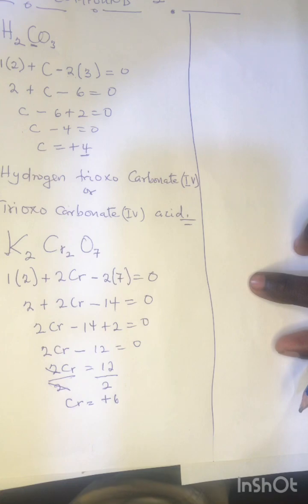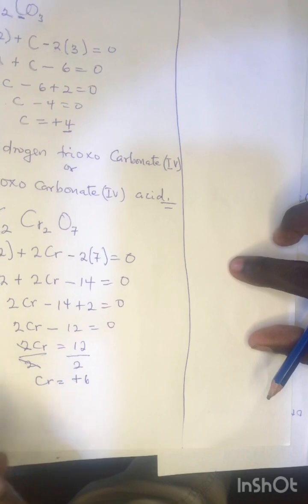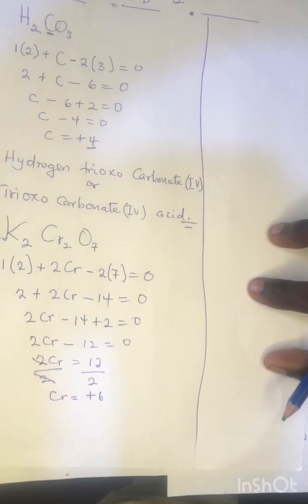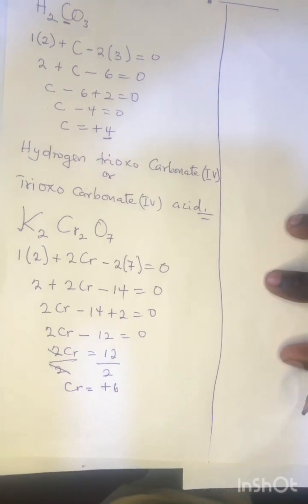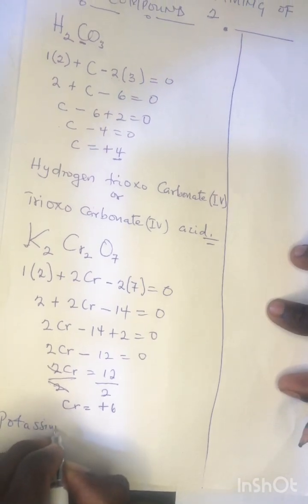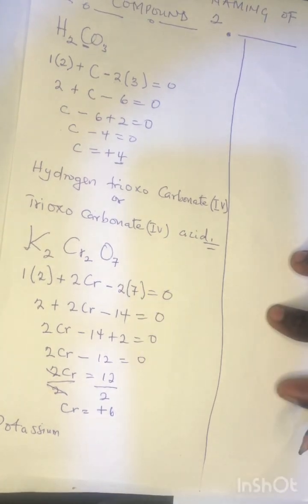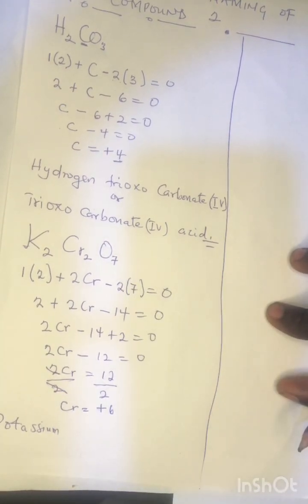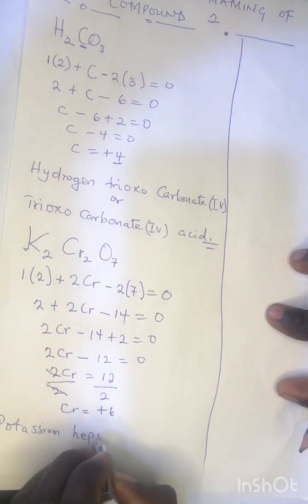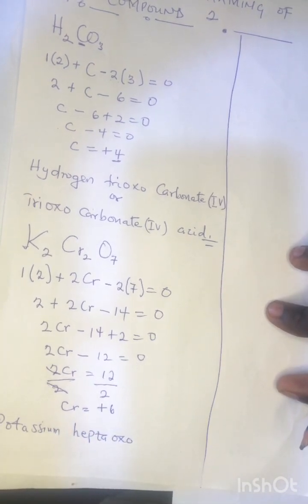How do I write it? Now in writing this, we are going to start with the metal and say that this is potassium. So potassium, because of K. Then we go back to the molecule. The molecule there is 7. So 7 is hepta. So potassium hepta oxo.